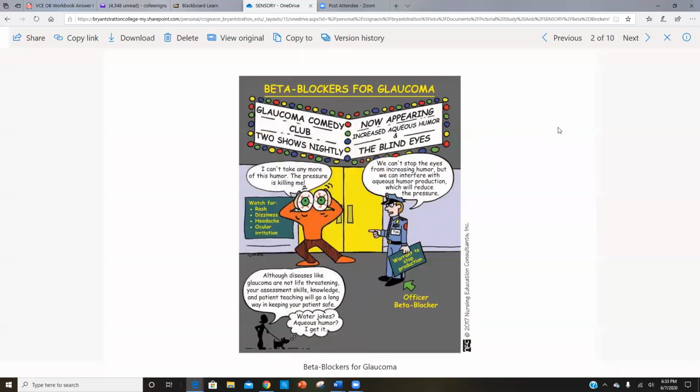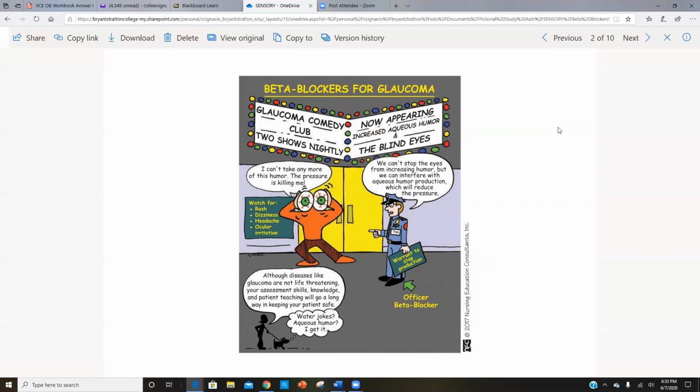So we'll talk about beta blockers for glaucoma. This picture shows beta blockers that are used for glaucoma. It's actually pretty humorous the way that they have everything set up. So let's briefly talk about the different kinds of medications that can be used for glaucoma.